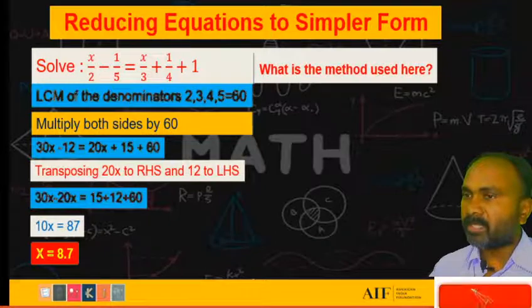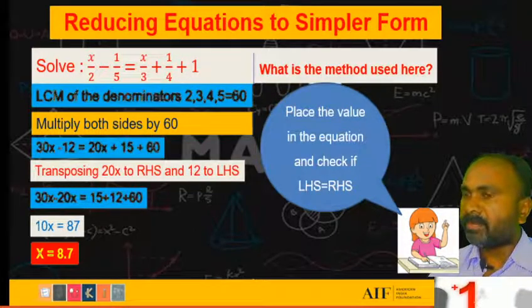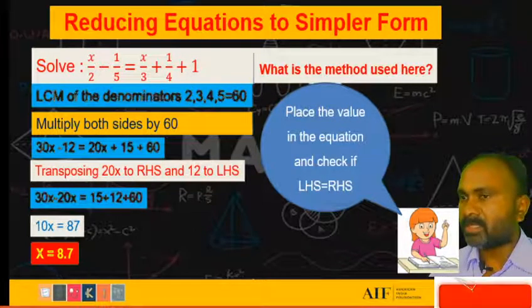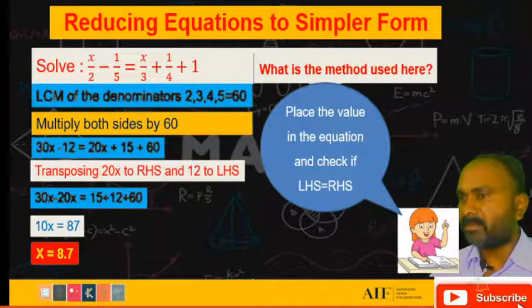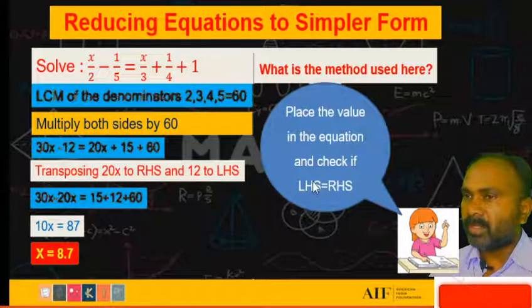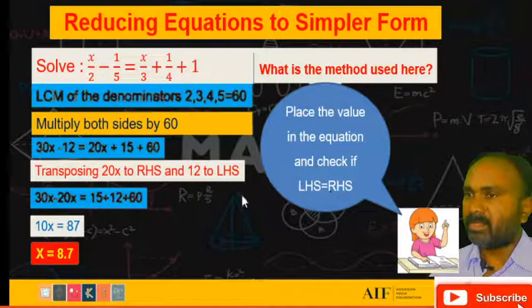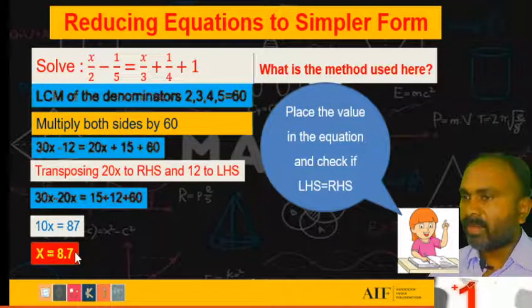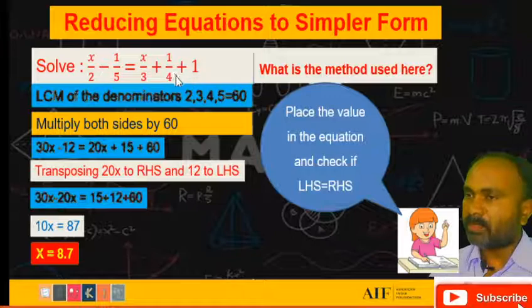What is the method used here? Place the value in the equation and check if LHS equals RHS. The same process: remove denominators, and now do the check or verification if LHS equals RHS. So substitute the x value in the place of x on both LHS and RHS.